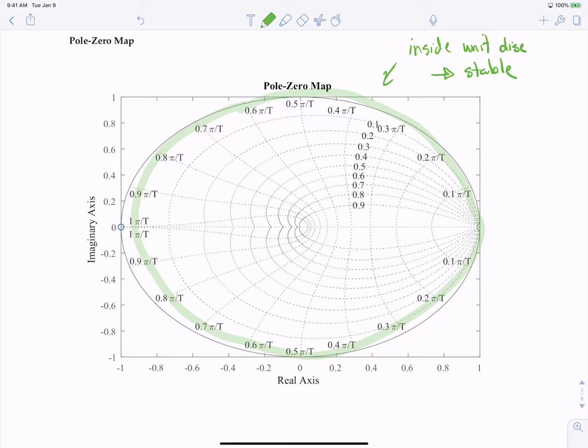This doesn't have a pole, so remember how I said FIR filters are inherently stable? That's because they don't have any poles. So we don't have to worry about them being stable. All right, cool. Now, the next thing here, let's look at this.